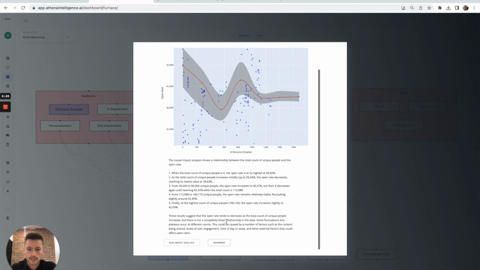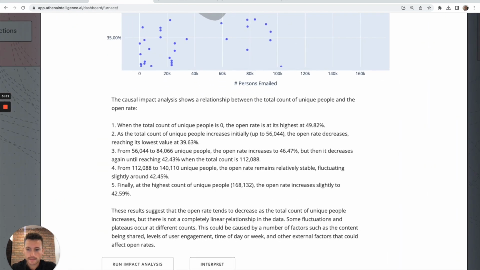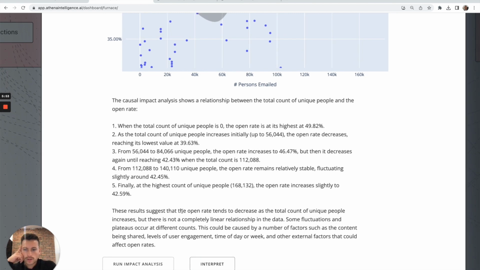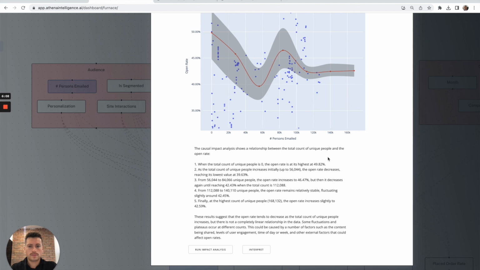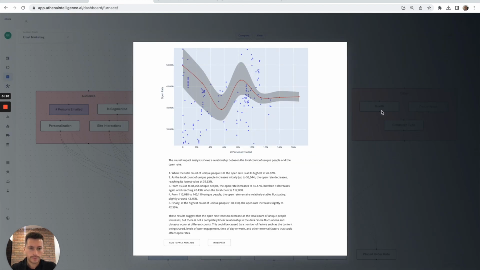And let's see what it comes up with. These results suggest that the open rate tends to decrease over this interval, but nonlinearly. Some fluctuations and plateaus occur. This may be caused by a bunch of different factors: levels of user engagement, time of day or week, and other factors that could affect open rates. Yep. It's roughly the same outcome that we thought of.